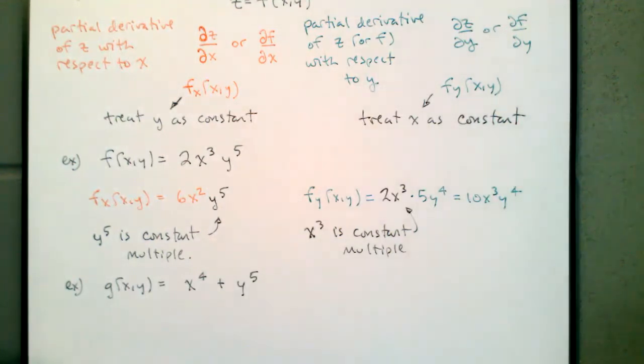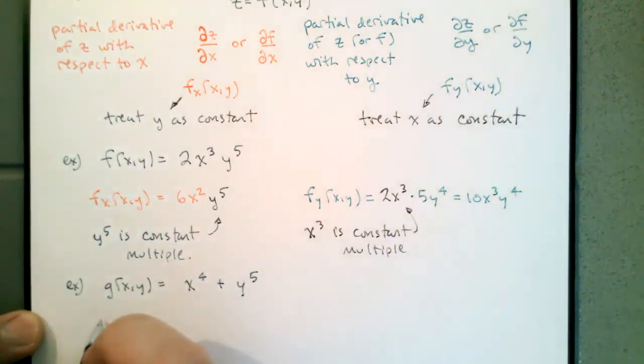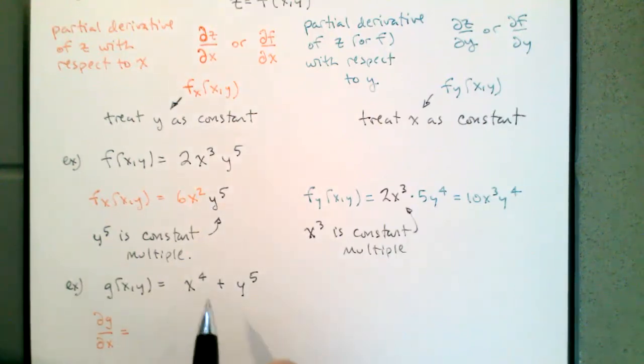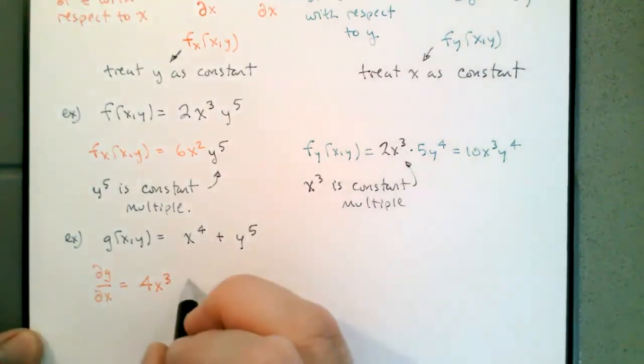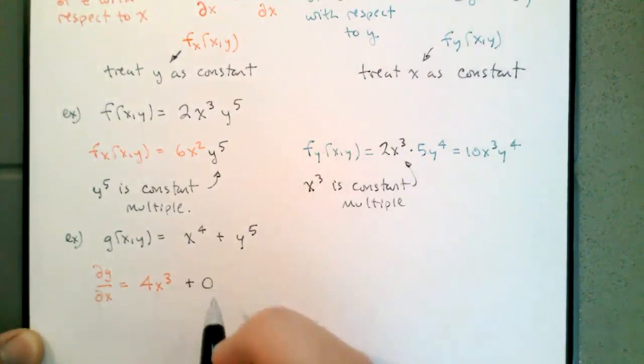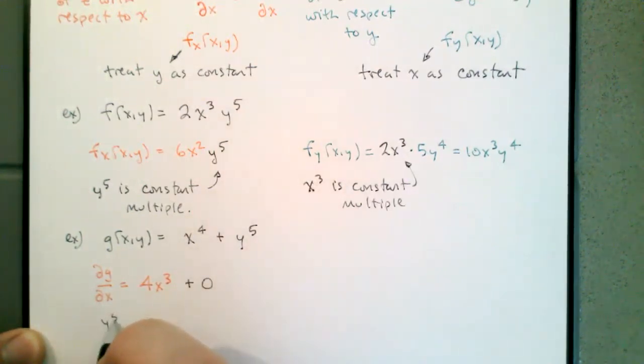So here, if we take the partial derivative of g with respect to x, the derivative of x to the fourth is 4x to the third. And the derivative of y to the fifth as a term is 0. So in this case, y to the fifth is a constant term.